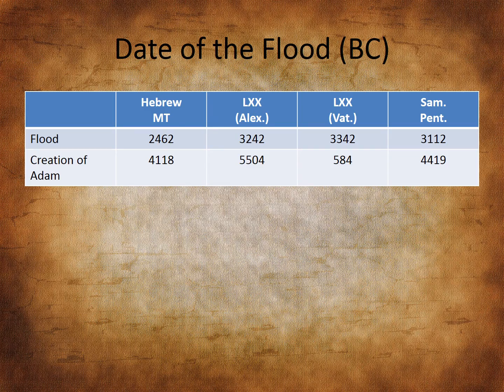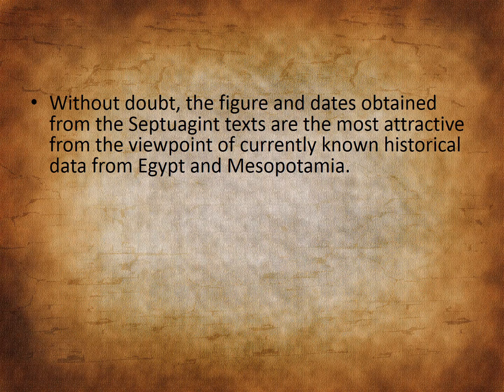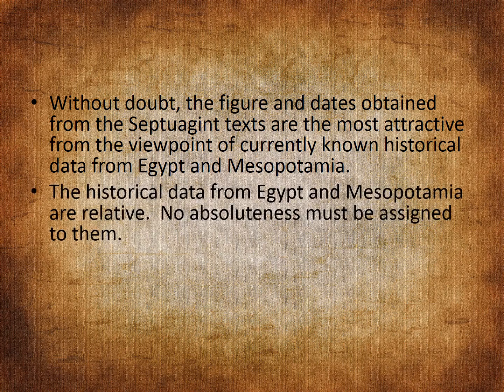Once we have a date for Abraham's birth, we can calculate back to the flood and the creation of Adam. If Abraham was born when Terah was 130 years old instead of 70, then 60 years needs to be added to the years before the flood. Without doubt, the figures and dates obtained from the Septuagint texts are the most attractive from the viewpoint of currently known historical data from Egypt and Mesopotamia.